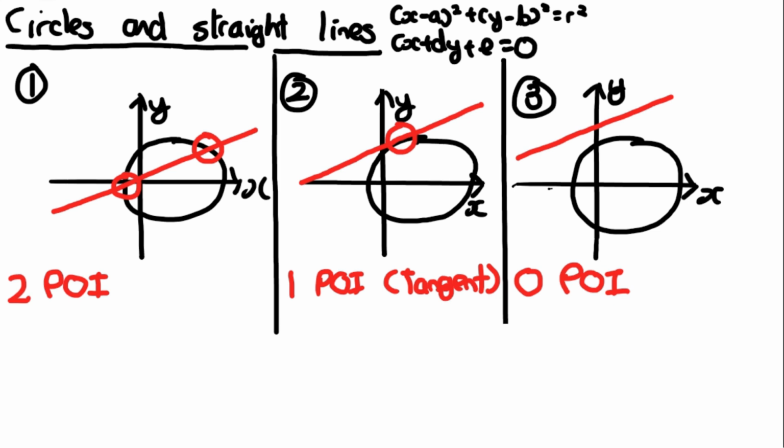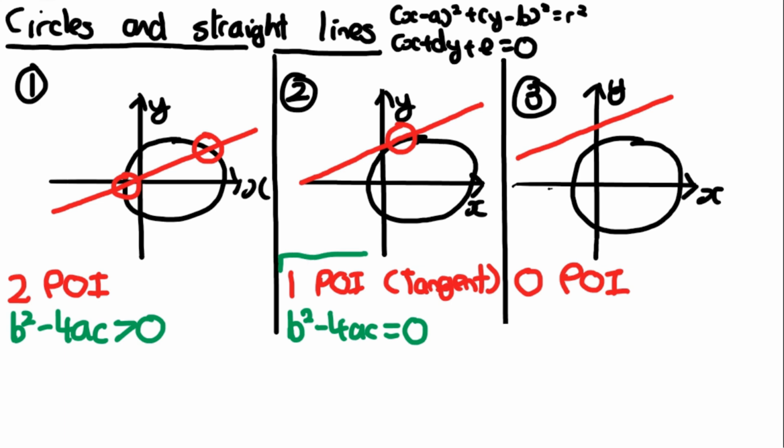And the discriminant, if b squared minus 4ac for this substituted equation is bigger than 0, there are going to be 2 points of intersection. If b squared minus 4ac is equal to 0, there's going to be 1 point of intersection, therefore the line is going to be a tangent. And if b squared minus 4ac is less than 0, then there are going to be 0 points of intersection. The line isn't going to intersect the circle.